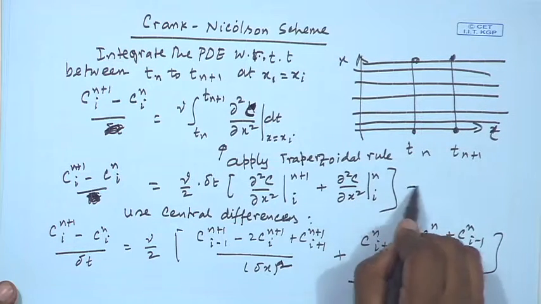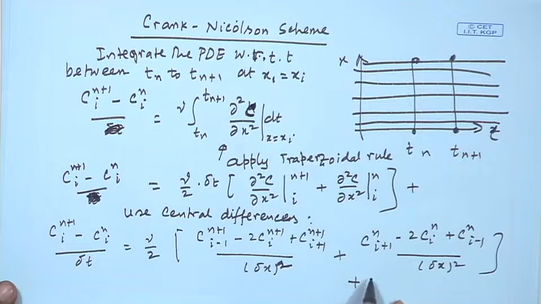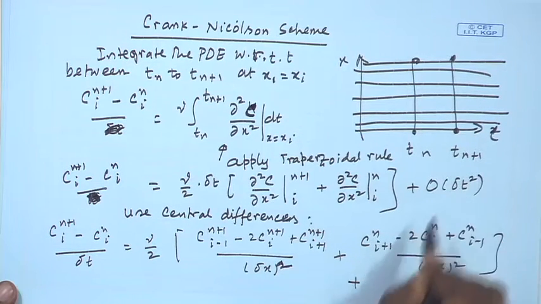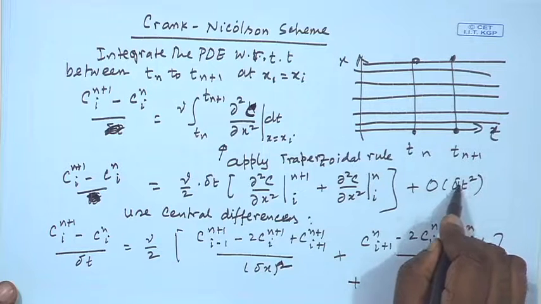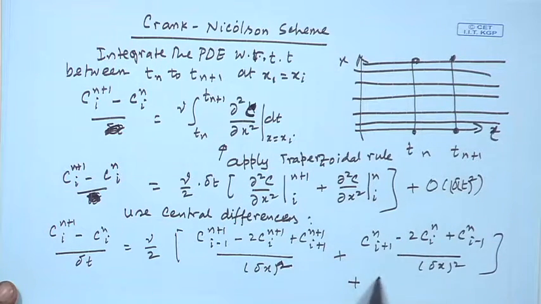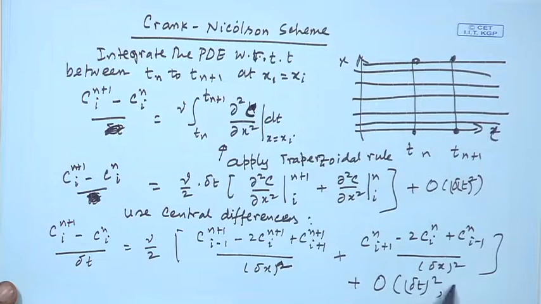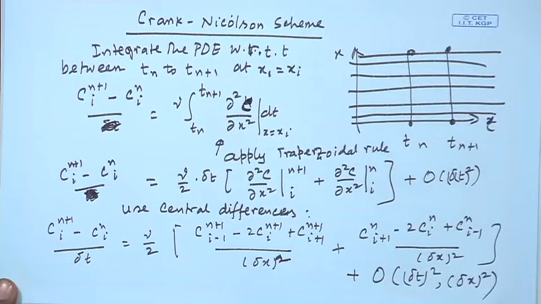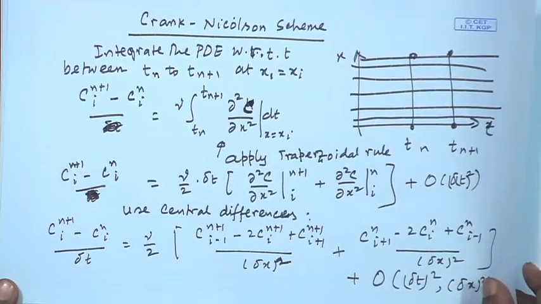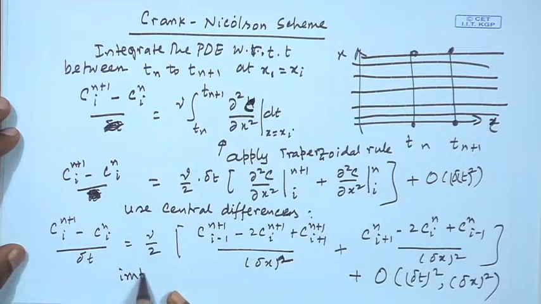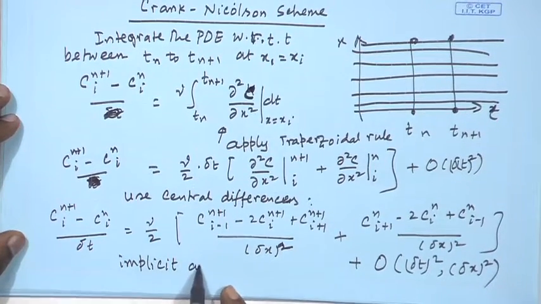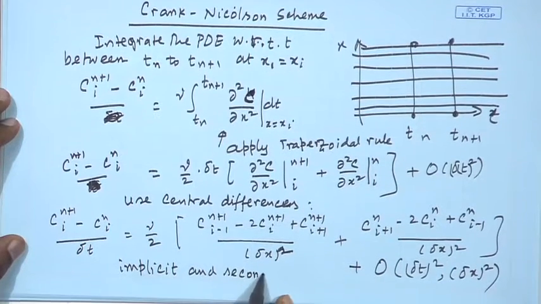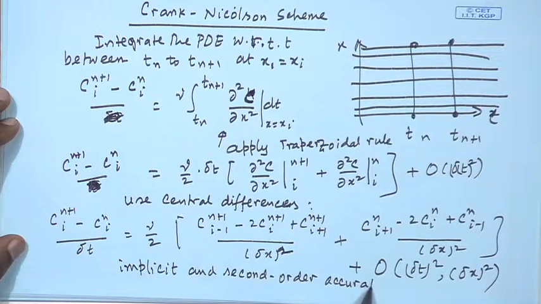And this scheme is order delta t square in time, and since I have taken the central difference scheme, it is order delta x whole square in space, and also implicit. So this is an implicit, second order accurate scheme.